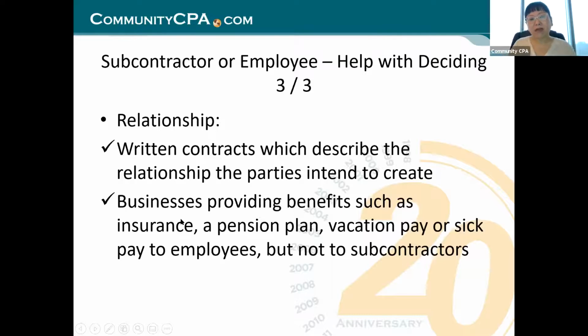Businesses provide benefits such as insurance, pension plan, vacation pay, or sick pay to employees, but not to the subcontractors. You see, if you are an employee, your employer really is meant to take care of you. A good employer will think for you, think about what you're going to do when you retire, and will have those benefits laid out for you. But I'm not saying that all employers are bad because they didn't have a 401k plan for you. I am saying that a business that is well established should have that.